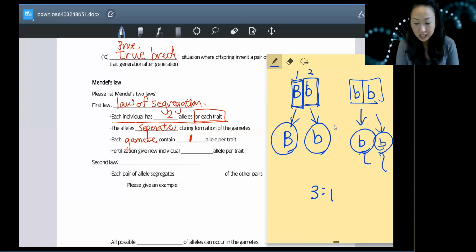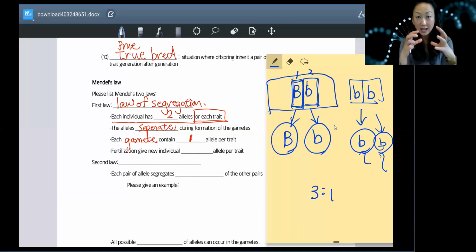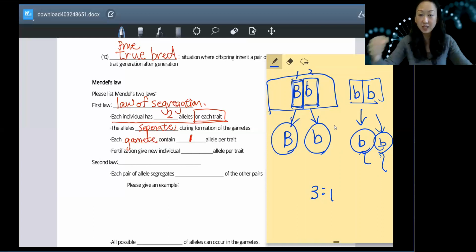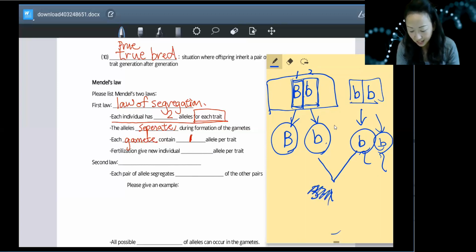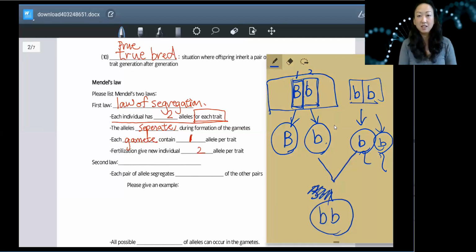So Mendel figured out that for each unit of inheritance, there are 2 alleles per individual, and they actually separate during gamete formation. This is called the law of segregation. Alleles of the same gene separate. And when you fertilize to give a new individual, how many alleles do you have per trait? Let's see. If I married him and have kids, 1 egg meets with 1 sperm, I get the baby. There you go. You get 2 alleles per trait.